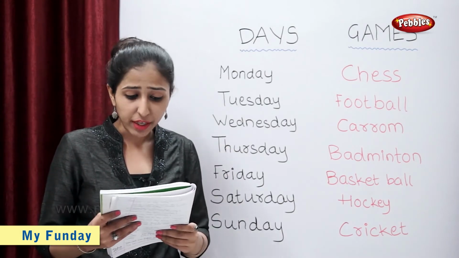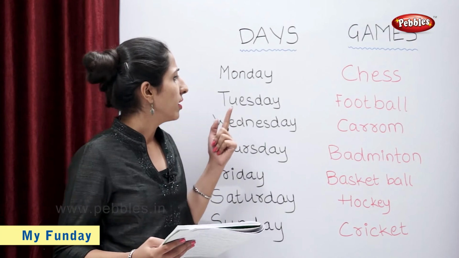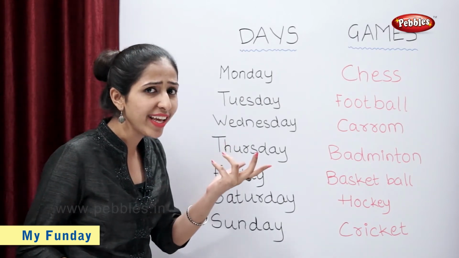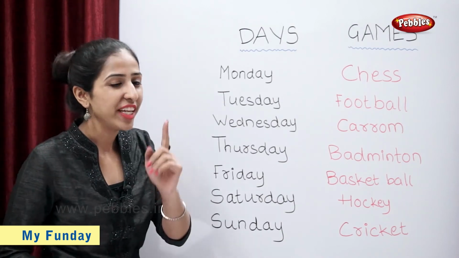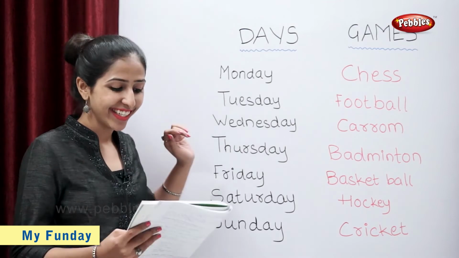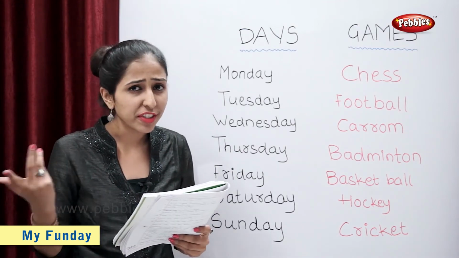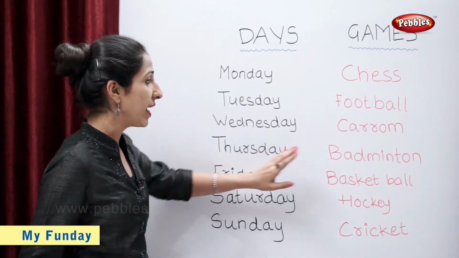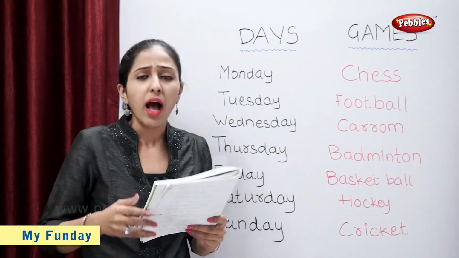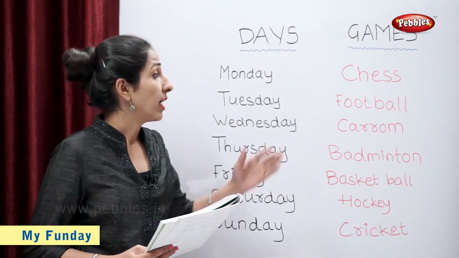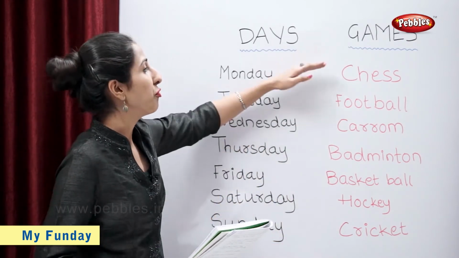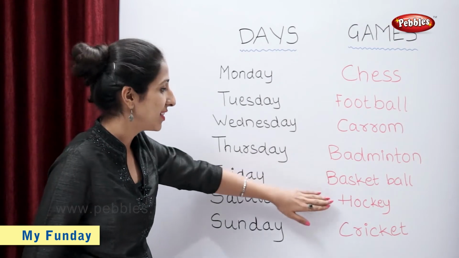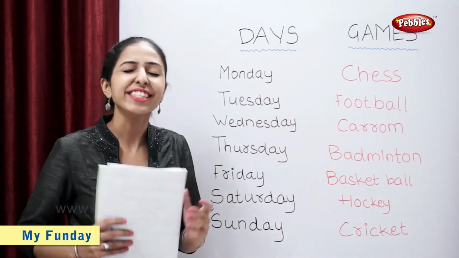We play football before which day? Football. We play football on Tuesday. So, Tuesday comes before which day? Take a look and say. Very good. Tuesday comes before Wednesday. On Thursday, we play which game? Say, correct. We play badminton on Thursday. How many games do we play in a week? Come on, count and say. 1, 2, 3, 4, 5, 6, and 7. So, we play 7 games in a week.